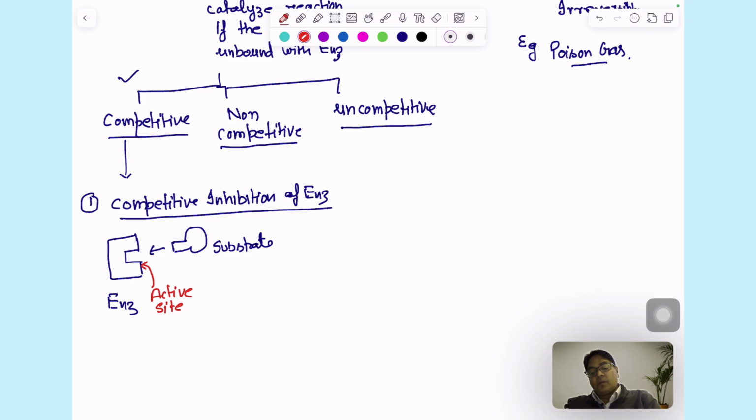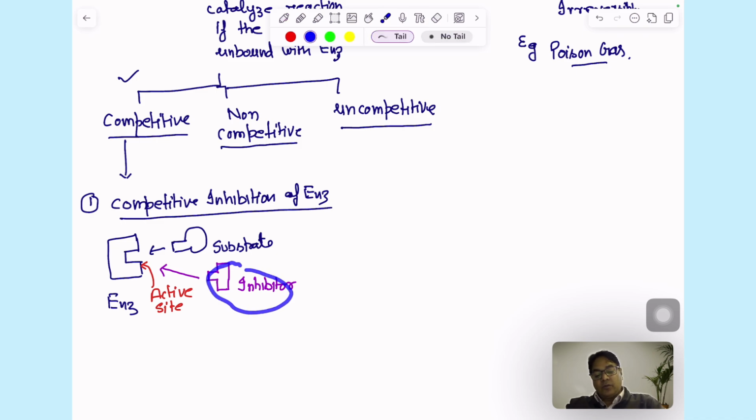But there is an inhibitor. This inhibitor, which structurally quite resembles the substrate, combines with the enzyme. It competes with the substrate. This inhibitor is competing with the substrate for the active site. And the number of inhibitor molecules is more than the substrate, so the inhibitor has more chances to bind with the enzyme. So finally there will be an enzyme-inhibitor complex.